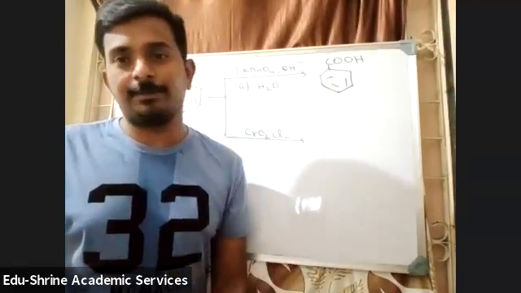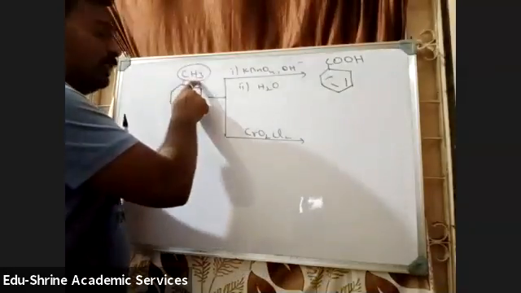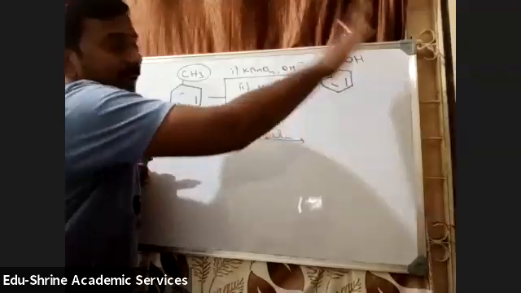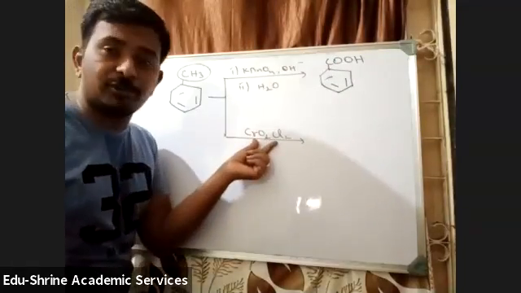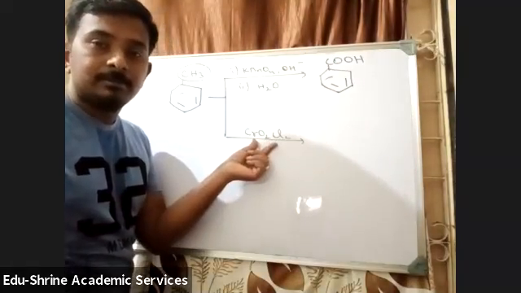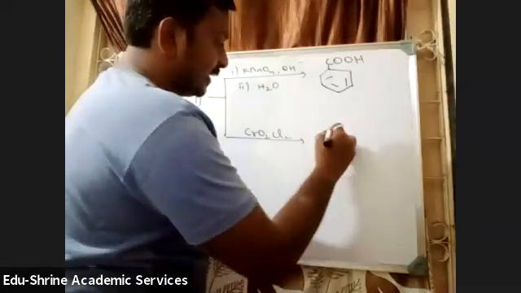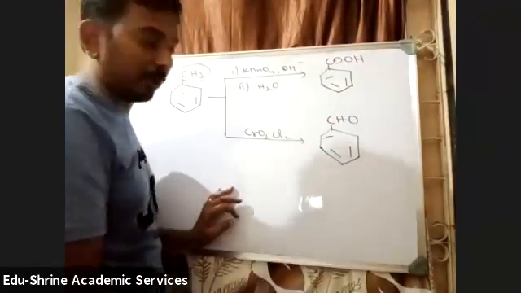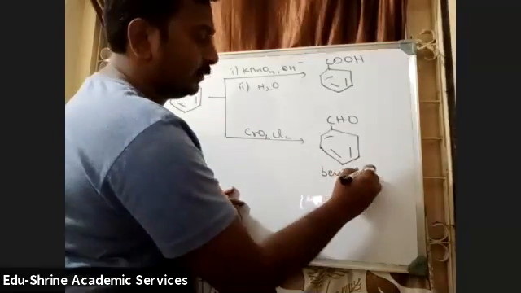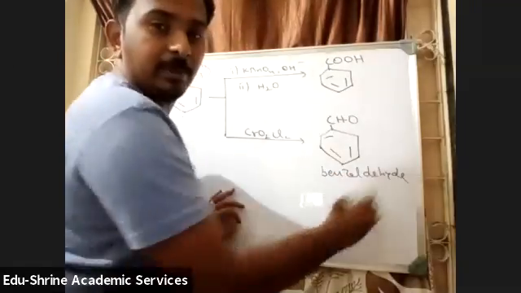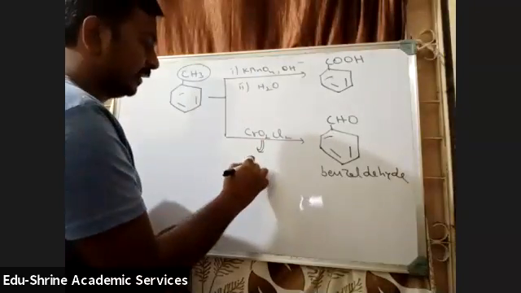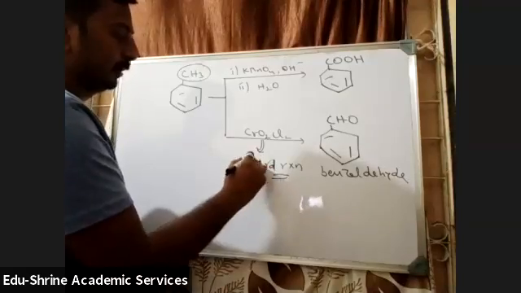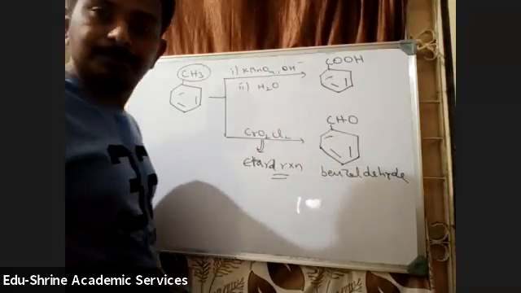So whatever may be the length of the carbon chain on benzene ring, when you treat it with KMnO4, it will be completely oxidized to COOH. What about this one, students? Yes, you'll get benzaldehyde as the product. What is the name of this reaction? Very good. It is called Etard reaction. So this point you need to be careful.